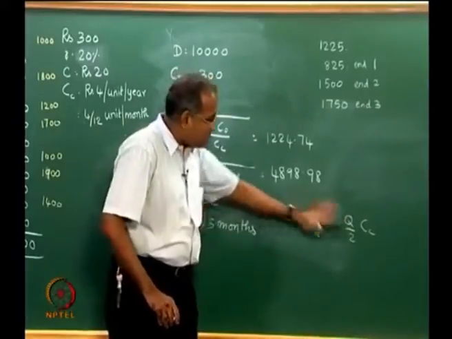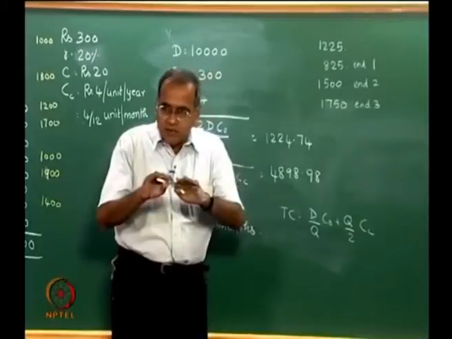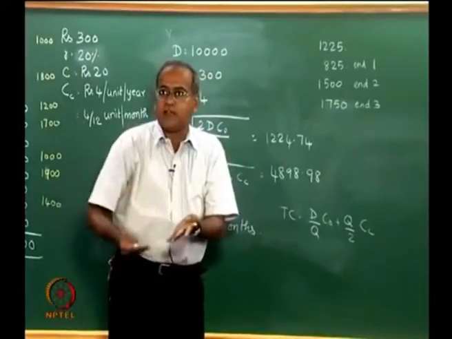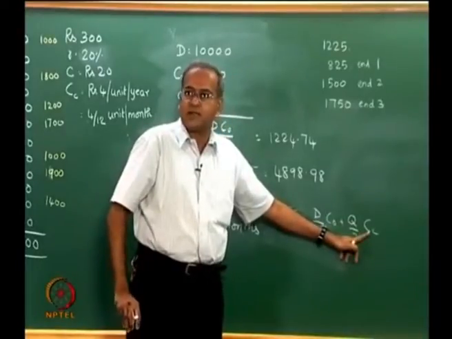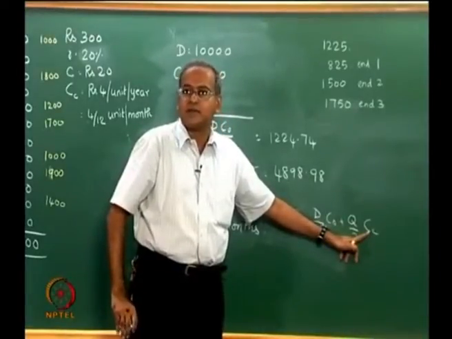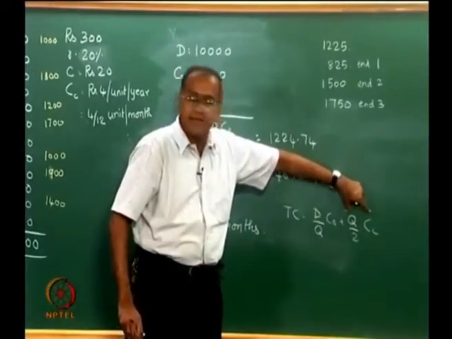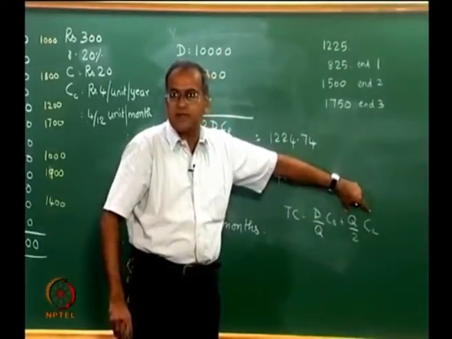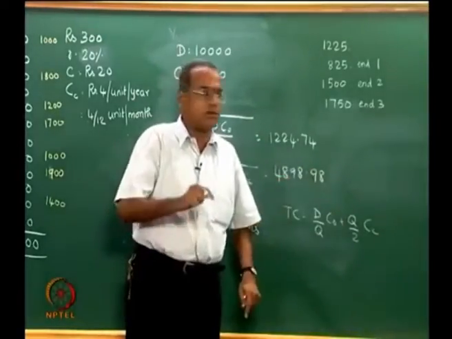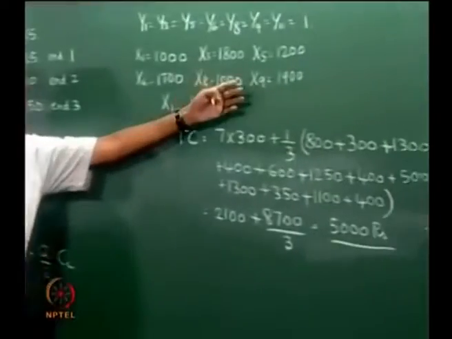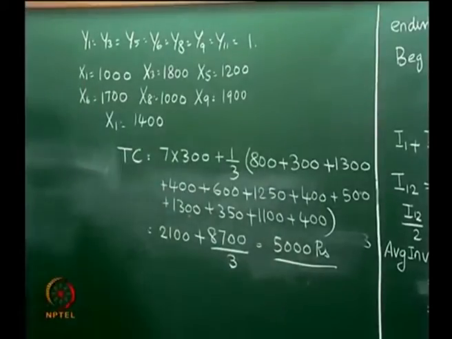Therefore, if we use this Q by 2 and then optimize, the optimization portion is right, differentiating and setting it to 0 and getting it is right, but Q by 2 into Cc is not the correct way to represent the average inventory. And because the average inventory was represented in an incorrect way here, it ended up giving us 4898.98. Whereas the best way to do it is the way we have done it in this formulation, to get a value of 5000.